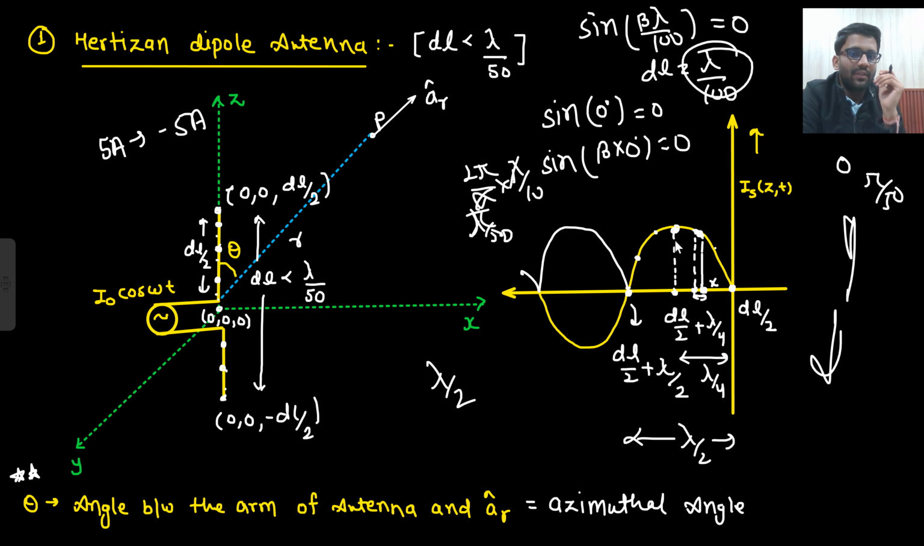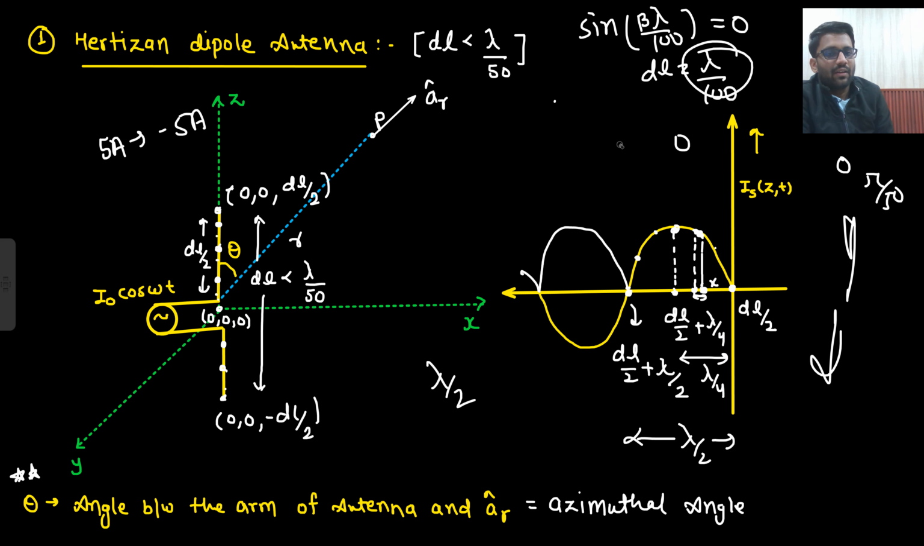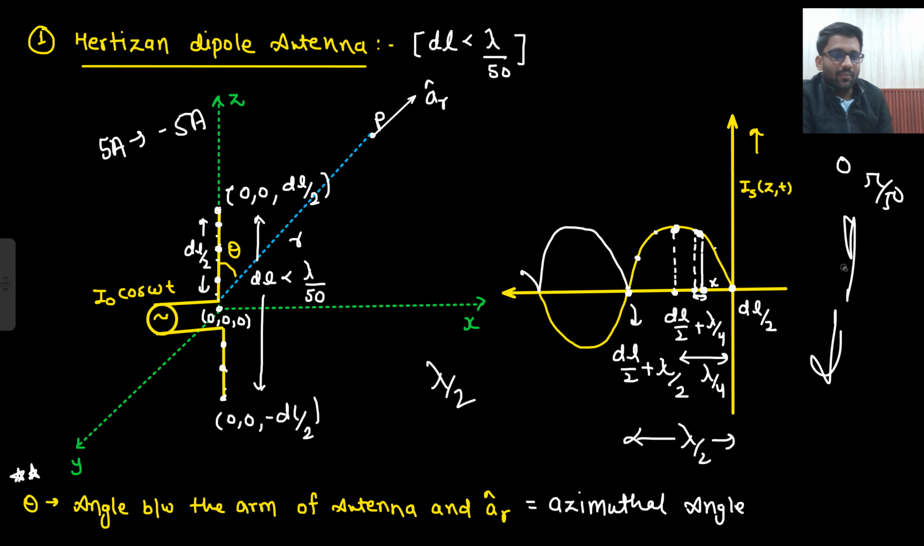Are you getting this point? So this is a very important point. The same point we are going to write down for our other antennas as well. But as of now, in the Hertzian dipole, what you have understood is that the current is not a function of space. That means the current is uniform.